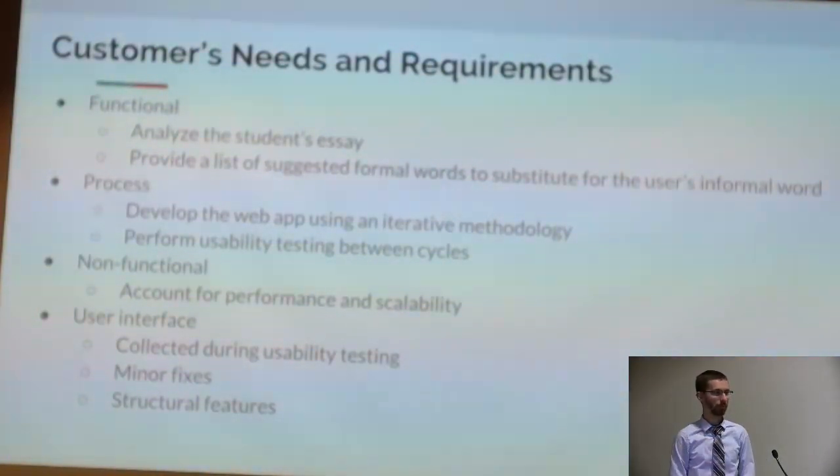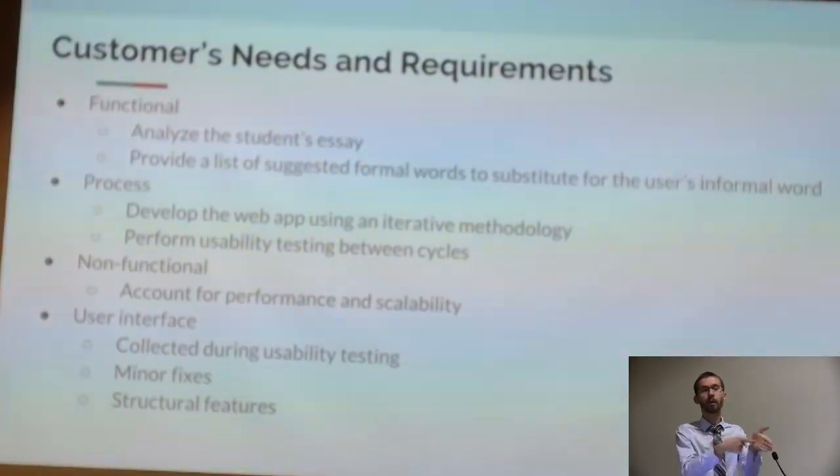We were able to categorize the requirements for the customers into 4 different categories. The first category was the functional requirements, which is that the web app would have the ability to analyze a writing sample provided to it and recognize the words that were informal words. This involved a lot of natural language processing, which we had to learn.